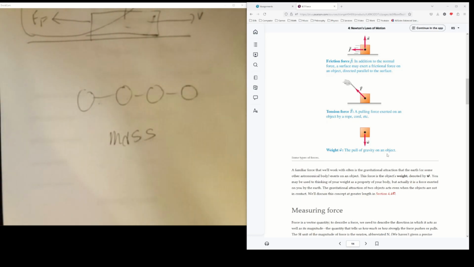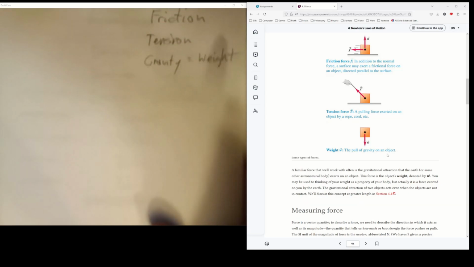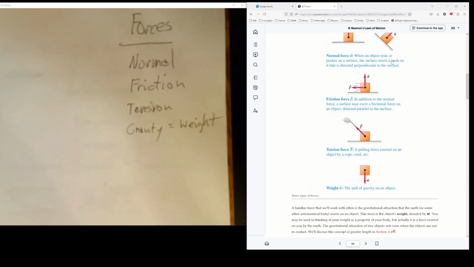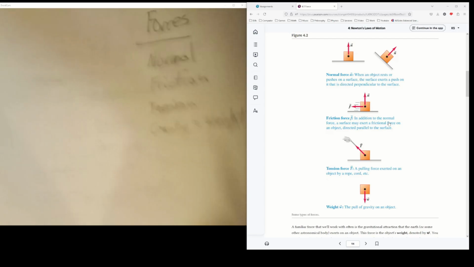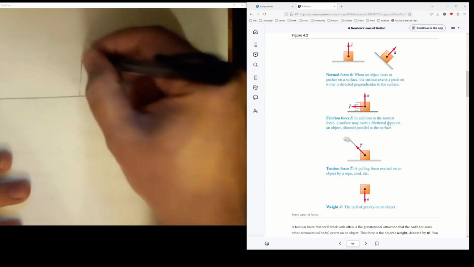And then weight is what you feel when you're in the gravitational field. So these are the forces. And there is one more I want to add here that the book does talk about, but they unfortunately don't have in this nice picture of 4 forces, is that sometimes, let me get a new piece of paper here, sometimes we may be pushing on something.